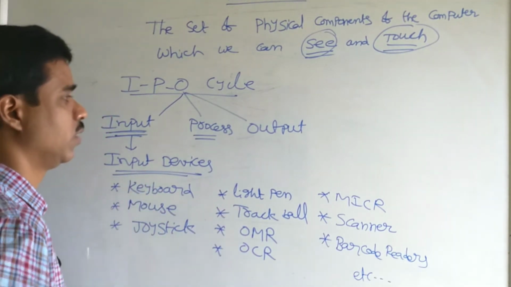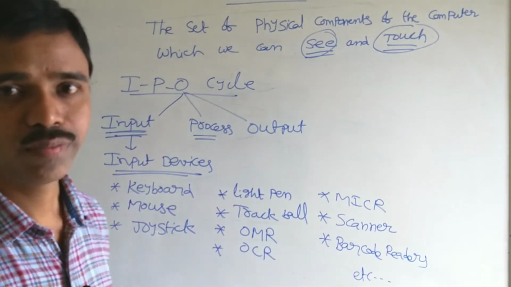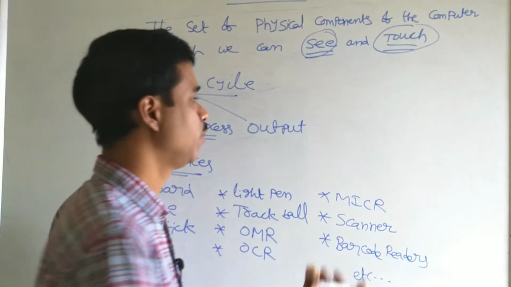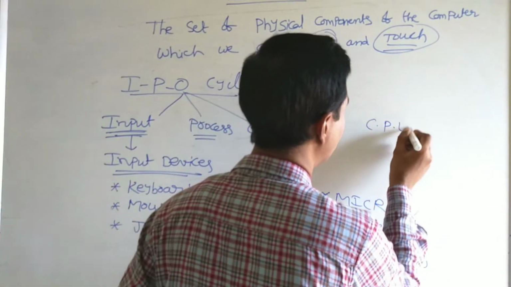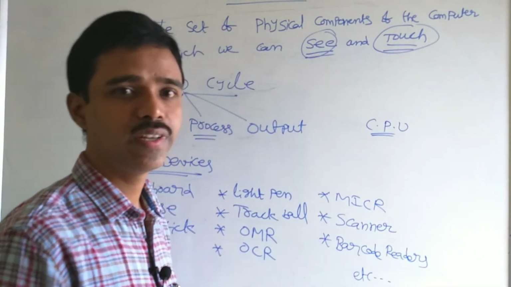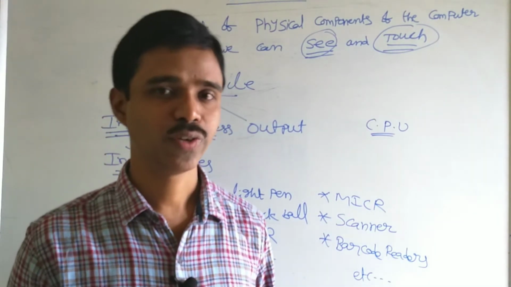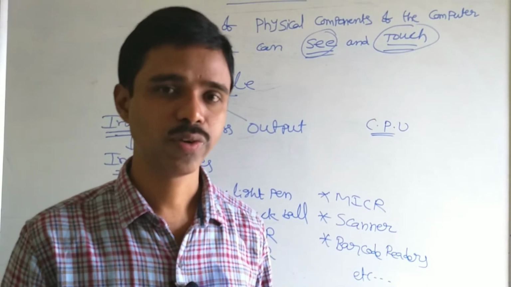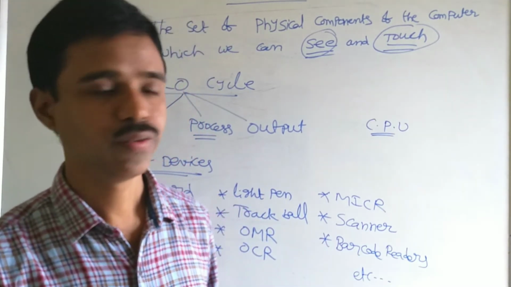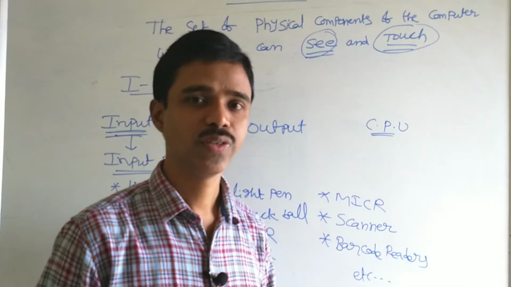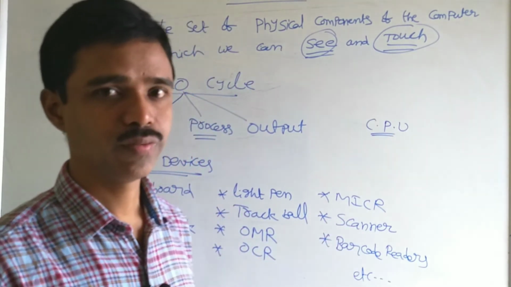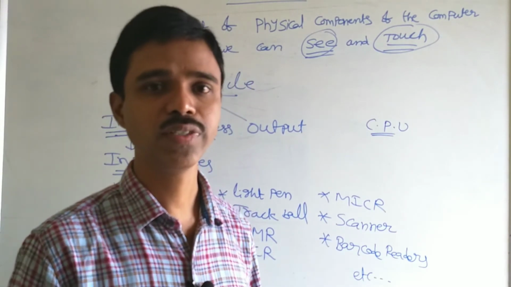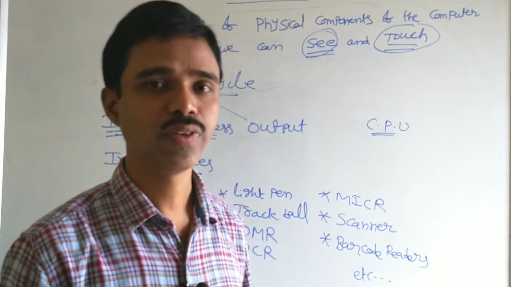Coming to the process, in the computer, who is able to process our data? The brain of the computer, nothing but the CPU, central processing unit. As it is located on a small chip, it is also called a microprocessor. Recently we are going for i3 processors, i5 processors, i7 processors. Based on our budget, we purchase the processors. i5 will increase the performance when compared to i3, and i7 is giving even better performance.